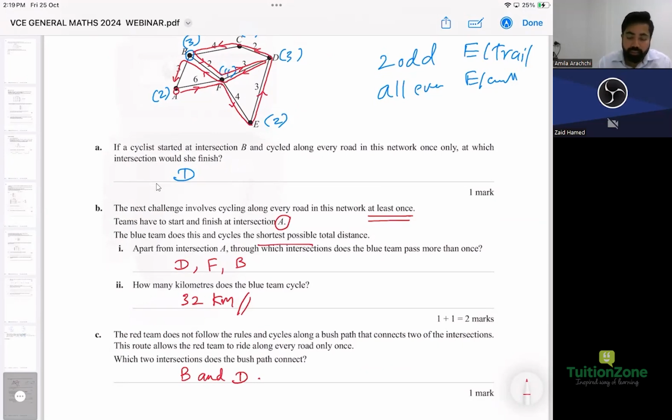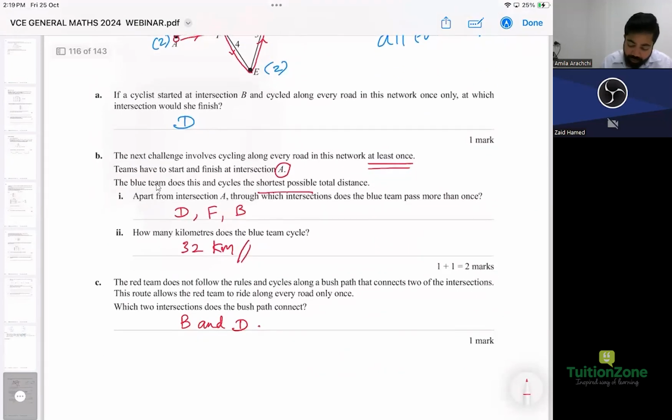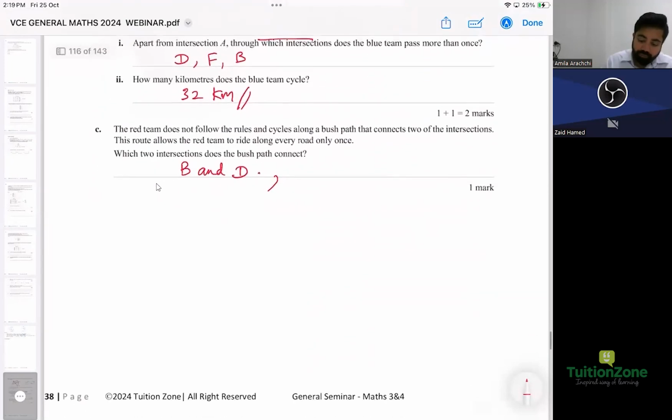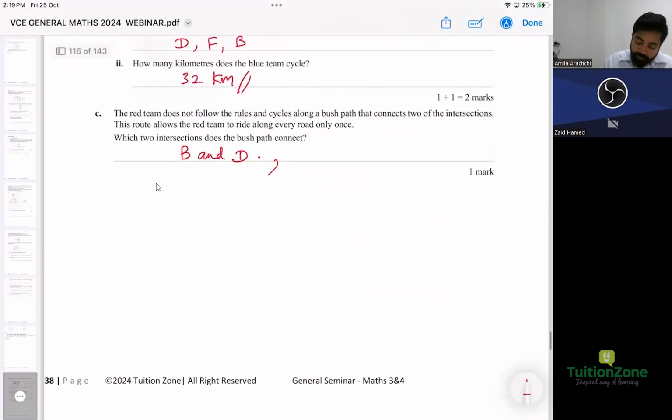Pretty straightforward question. B and D. And give the reason if you want. Just say those are the only two odd vertices. Perfect.